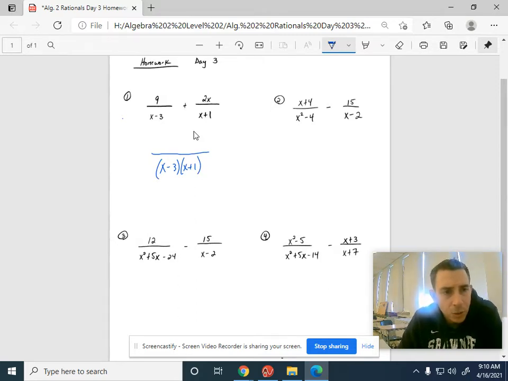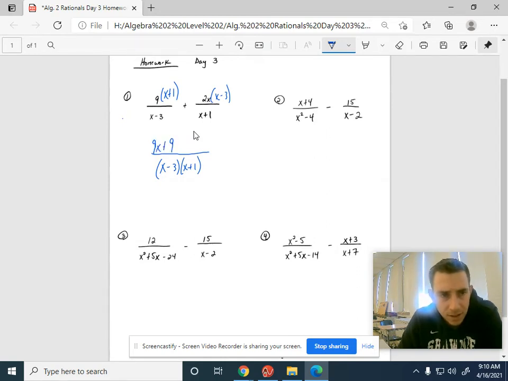And then you're going to tell yourself, all right, well, what's different? What am I missing when I compare these denominators? And what I'm missing is the x plus 1, so I have to multiply the numerator by that. And over here, I'd have to multiply that numerator by x minus 3. All right, so multiply. You got to distribute the 9.